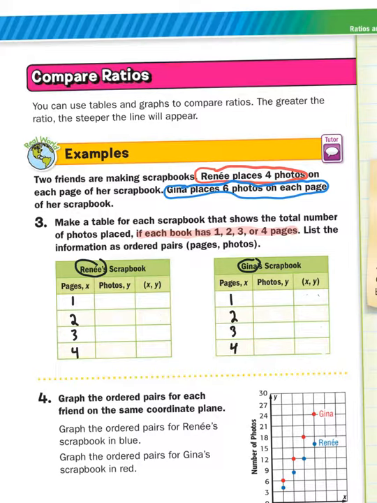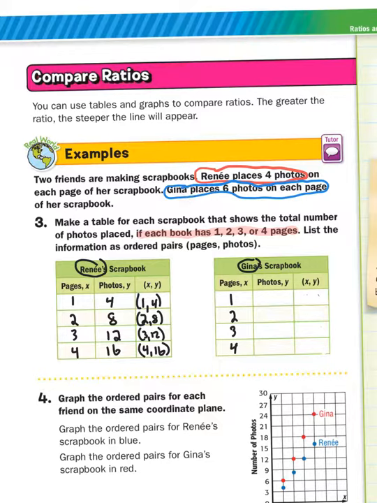Now let's work with Renee's. Now remember here it says Renee places 4 photos on each page. So what that means is one page has 4 photos, and the ordered pair would be 1, 4. 2 pages, well, that would have 8 photos, because 4 plus 4 is 8. So that would be 2, 8. And I'll keep doing that. 3 pages would have 12, because I'm adding 4. 4, 8, 12 would be 3, 12. And 4 pages would have 16. 4, 16.